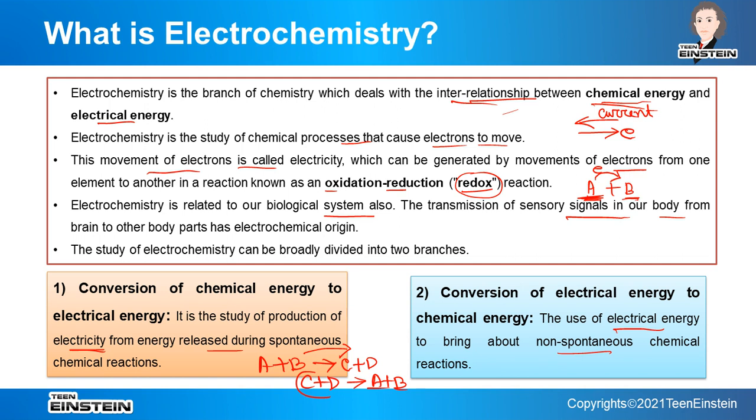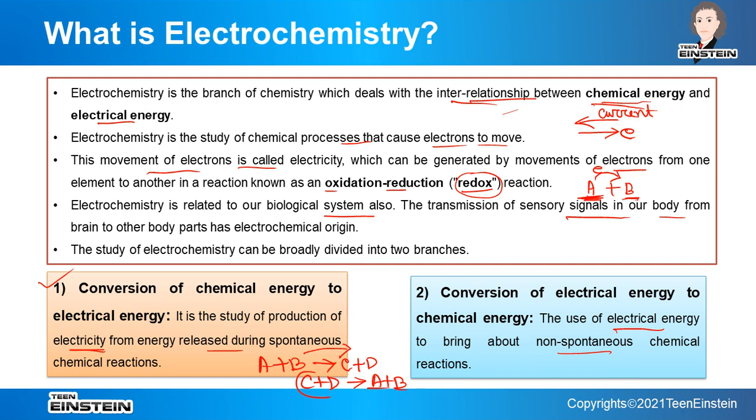In this whole discussion, the main focus will be on the first one, which is mainly present in the syllabus. But the second branch, conversion of electrical energy to chemical energy, is mainly used for production of some chemicals.